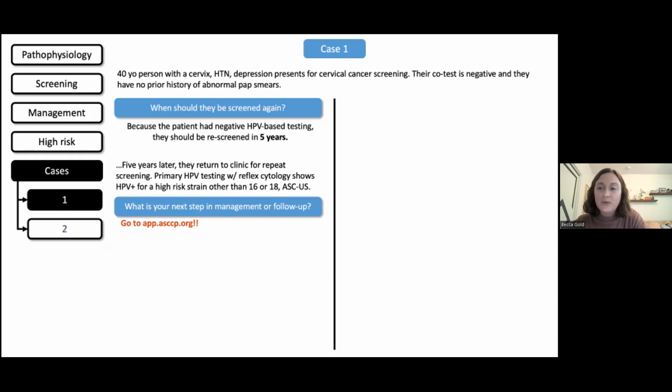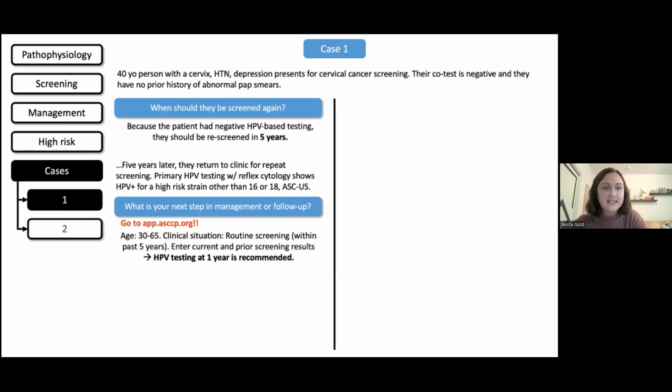And I think this actually would have been what we used to have recommended. But what's interesting is now that we have more data and we're using this risk-based guidelines, we actually would recommend that this patient just come back in 1 year for HPV-based testing. And so just walking through how I got this answer in the app, I selected the age group of 30 to 65. This would be routine screening because it's been within the last 5 years. And you'd enter high risk HPV other and ASCUS, and it will spit out this result for you.